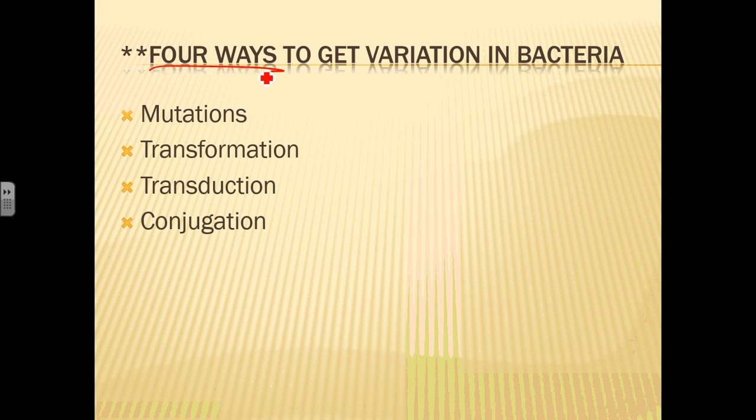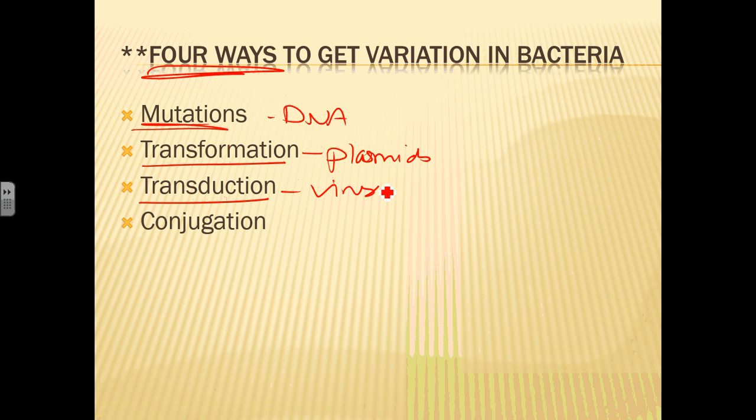So there's really four ways that bacteria can get genetic variation. First of all, their DNA can mutate. It can just change, maybe because of external environmental factors. Transformation is with plasmids, transduction is with viruses, and conjugation is with a conjugation tube where bacteria are close together.